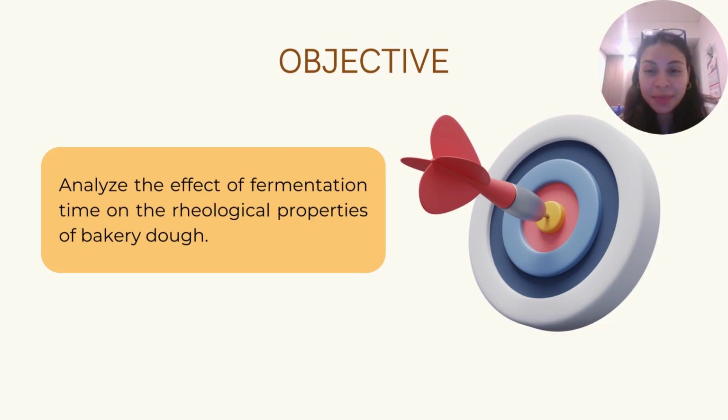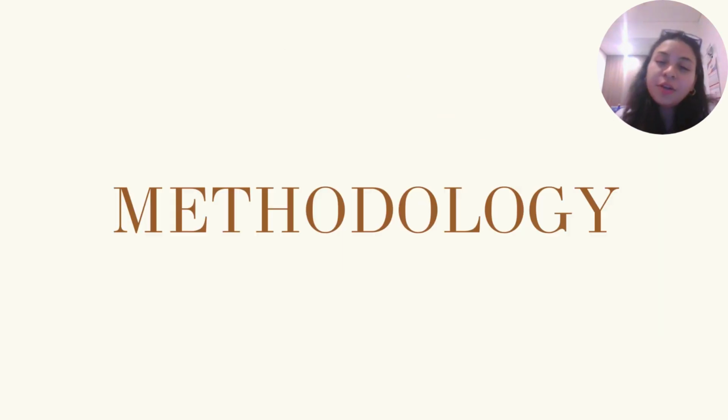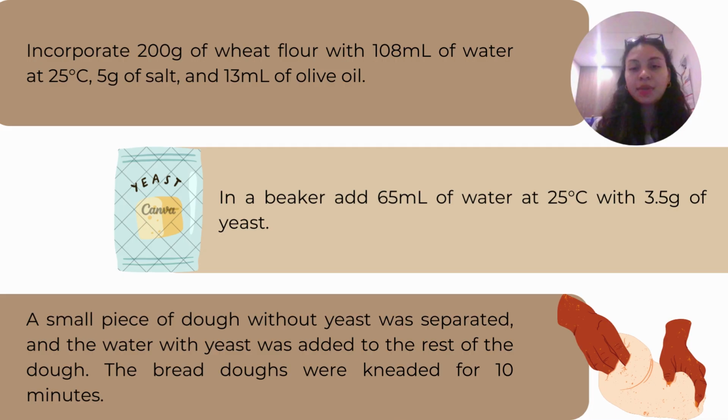With the information mentioned before, the objective of this lab practice was to analyze the effect of fermentation time on the rheological properties of bakery dough. In order to meet our goal, we followed the following methodology. For our dough, a mountain of 200 grams of wheat flour was made, in whose center 108 milliliters of water at 25 Celsius were added, with also 5 grams of salt and 13 milliliters of olive oil.